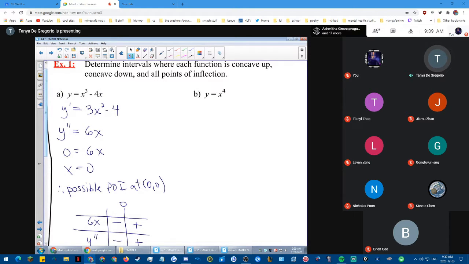Okay, y equals x to the 4. So first derivative is, nice and easy, what's our first derivative?